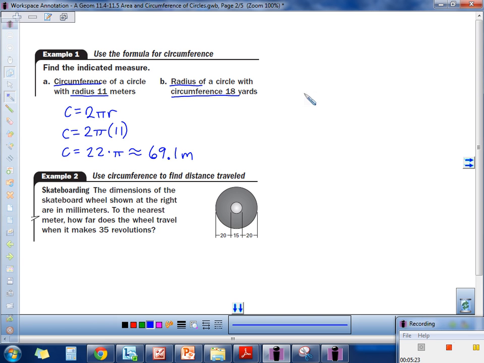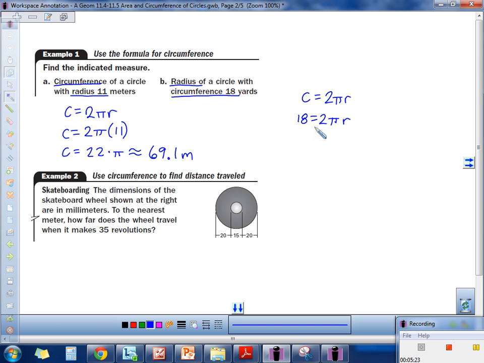All right, the next one wants us to find the radius when the circumference is 18. So the formula that deals with the radius and circumference is c equals 2 pi r, and we're going to substitute what we know. The circumference is 18, 2 pi r. Now we need to solve this, and there's a few different ways you can do it. What would be your first step?